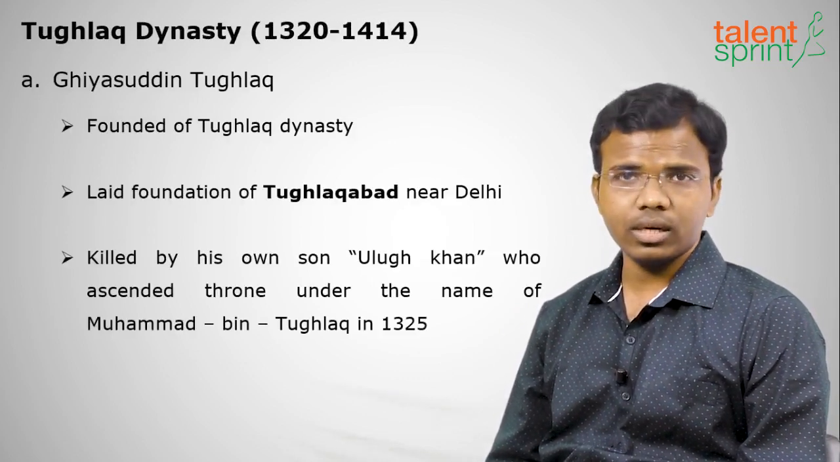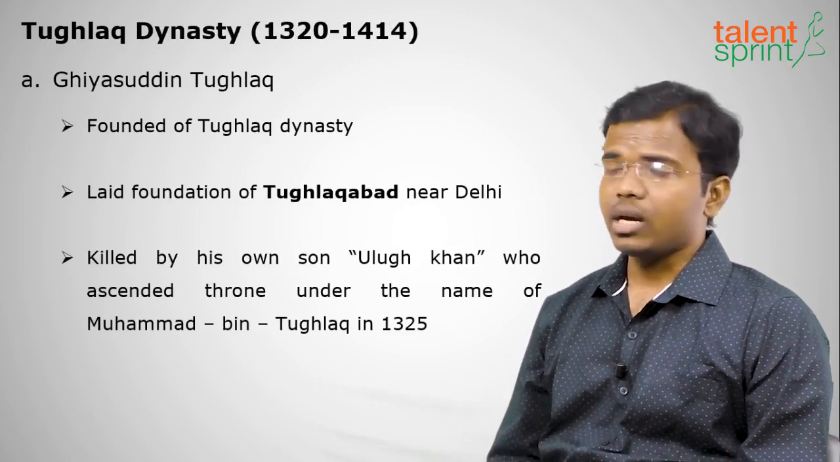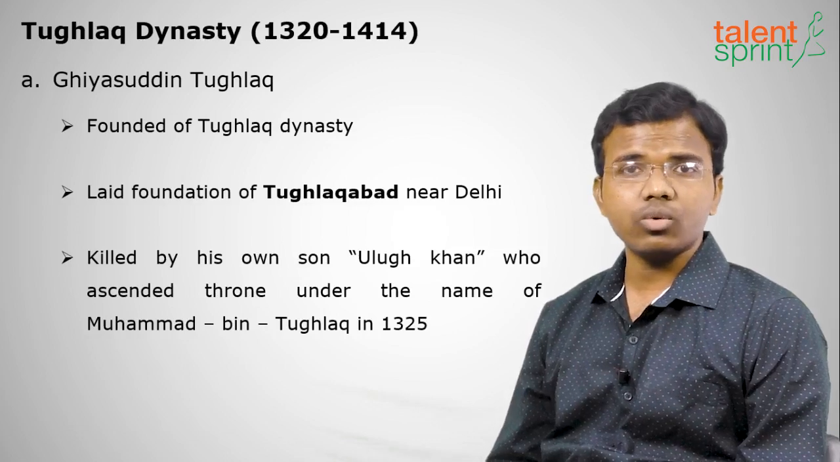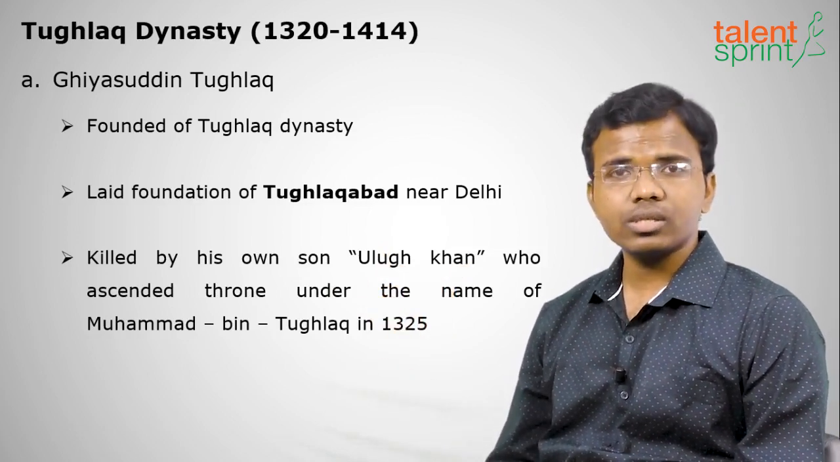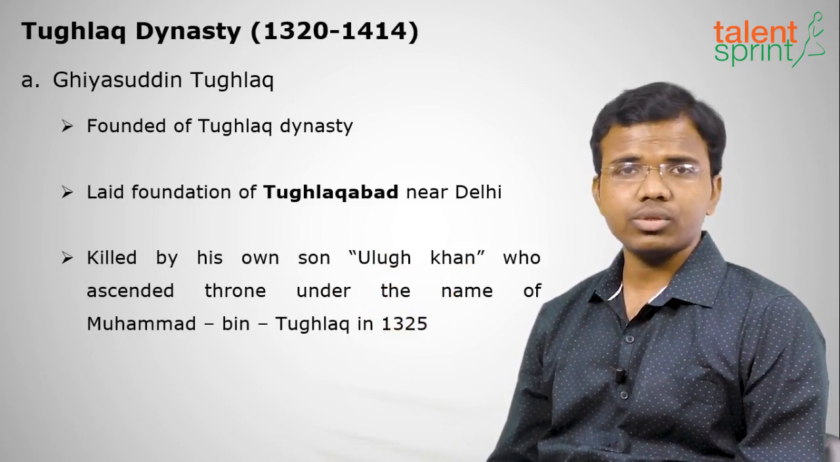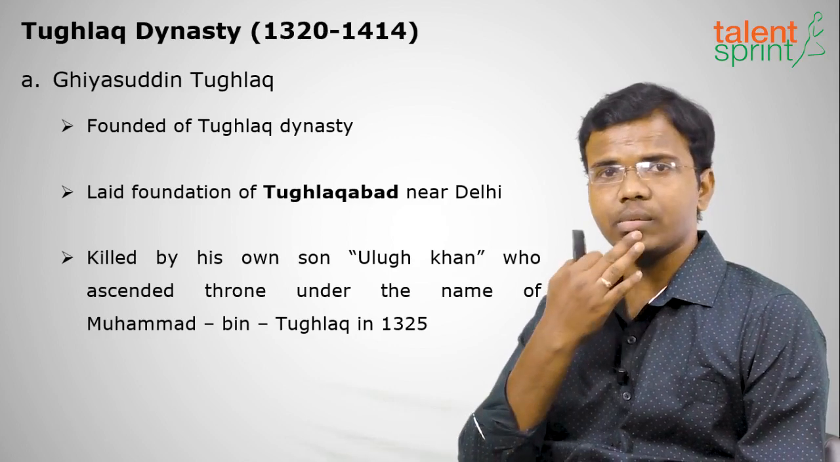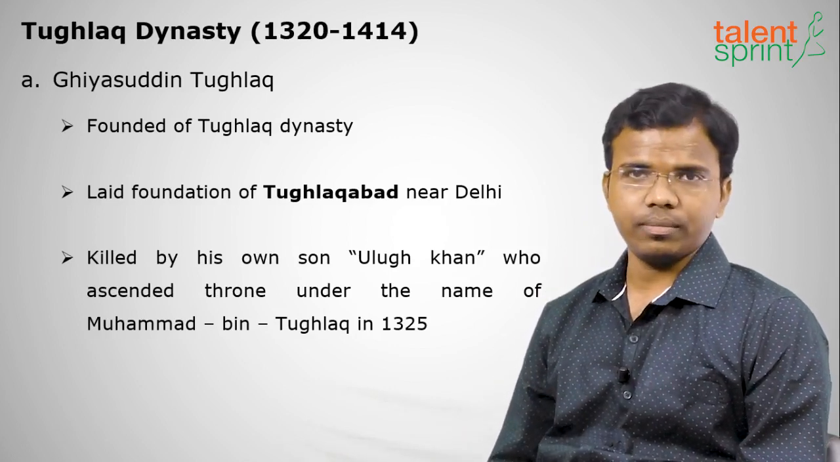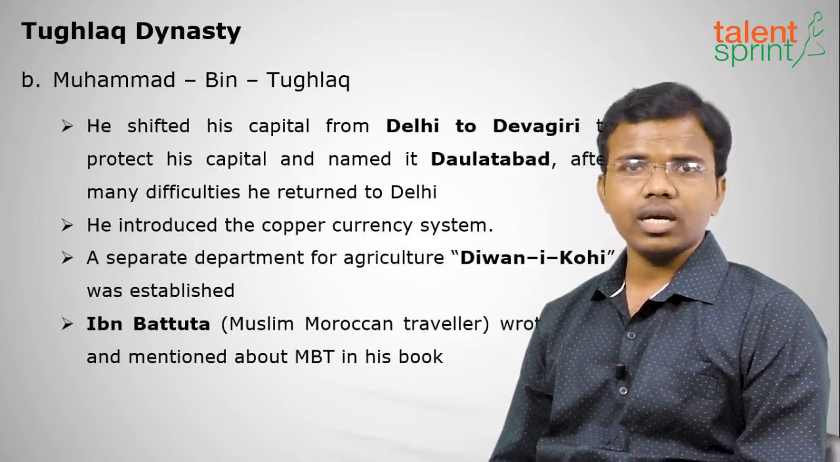So Tughlaq dynasty starts with the attack of Ghazi Malik on the last ruler of Khilji dynasty. So he will establish the famous Tughlaq dynasty. His original name is Ghazi Malik. So later his name will be changed to Ghiyasuddin Tughlaq. And he lays the foundation of the famous Tughlaqabad near Delhi, the present Delhi. Okay. And he is killed by his own son called Ulugh Khan, and later his name changes to Muhammad bin Tughlaq. So Muhammad bin Tughlaq is the son of Ghiyasuddin Tughlaq.